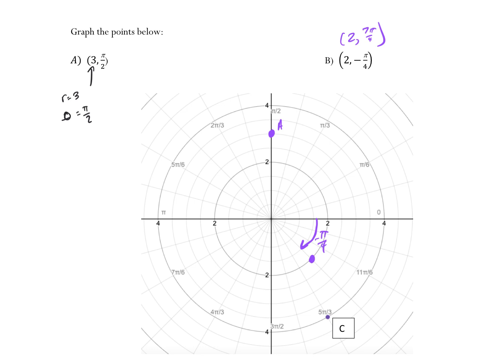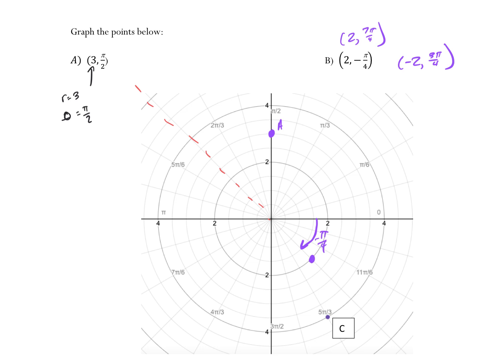And this will kind of trip you out maybe. (Negative 2, 3 pi over 4). So if my angle is 3 pi over 4, I'm here, the negative radius would go in the opposite direction. Are we okay so far?